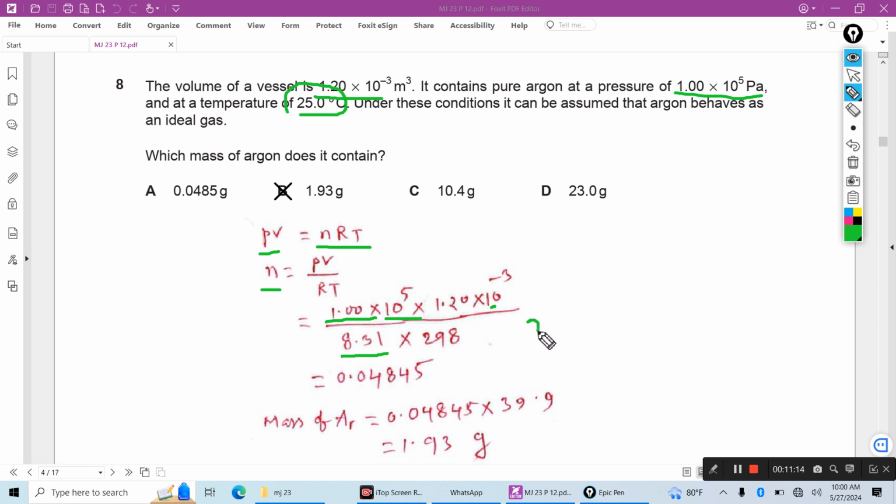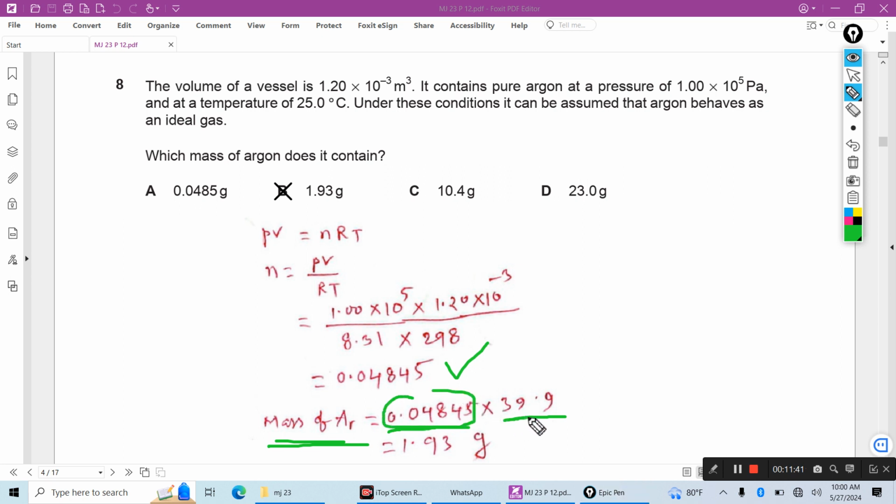The temperature is 25 degrees centigrade, so 25 plus the absolute temperature 273 gives 298. So you can calculate the number of moles. Then the mass of argon will be the number of moles times the relative atomic mass of argon, 39.9. So you get 1.93, and B is the right answer.